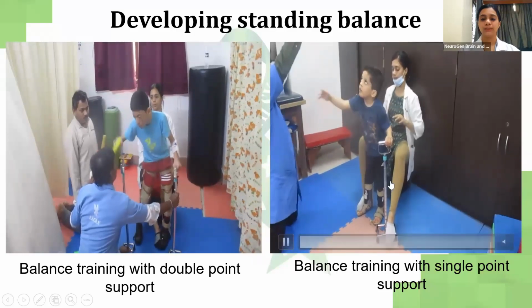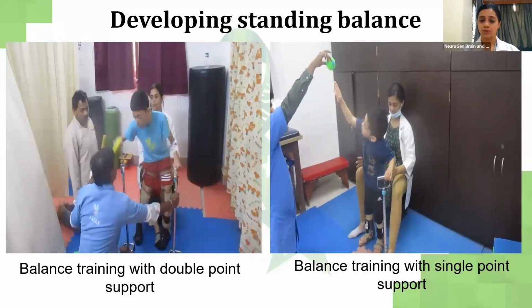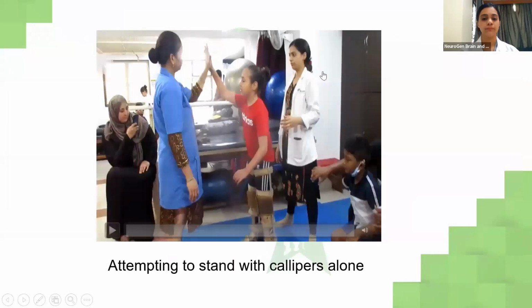This guy, we were expecting him to have a single point support. He again was in crouch and in a slouch posture, in flexion attitude. So, giving him extension and reach outs in extension was really helpful for his posture to develop.